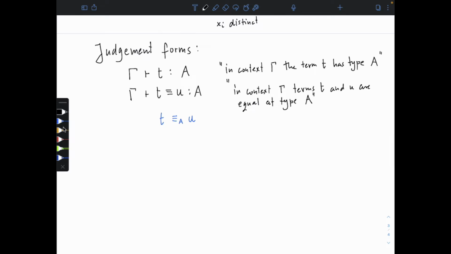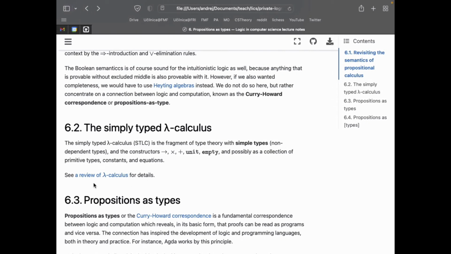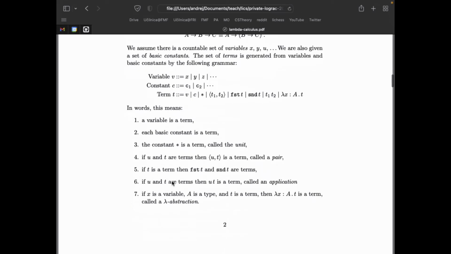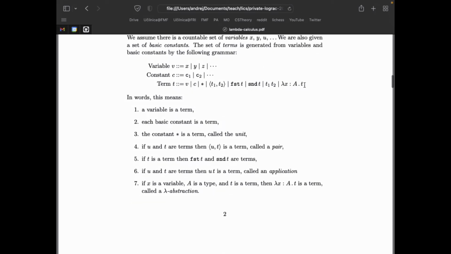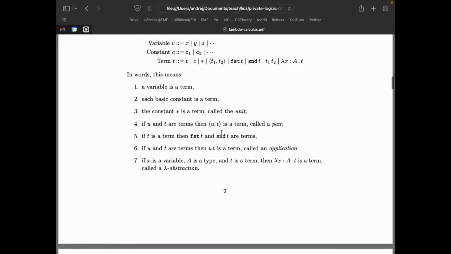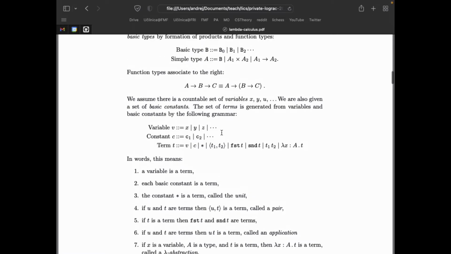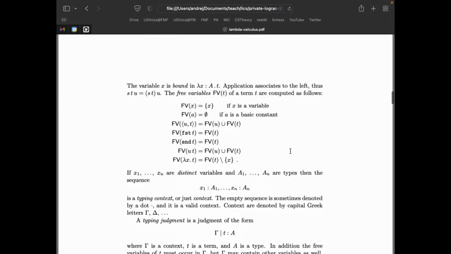Okay, what are the rules? Now we're going to have rules, and we might as well have a look at them. I think this review will have all of them except for sums. This one doesn't have sums and empty, but it has the rest. Usually the lambda calculus is not considered to have sums. What you really want are products and arrows, and sometimes only arrows. It depends. It's really different kinds of things.